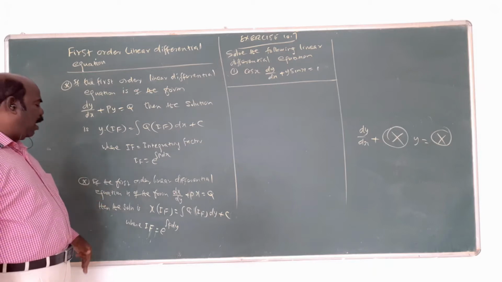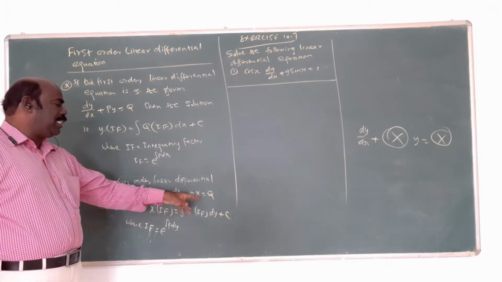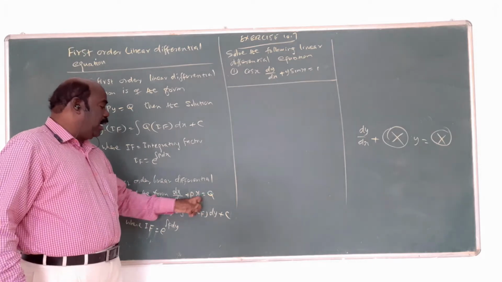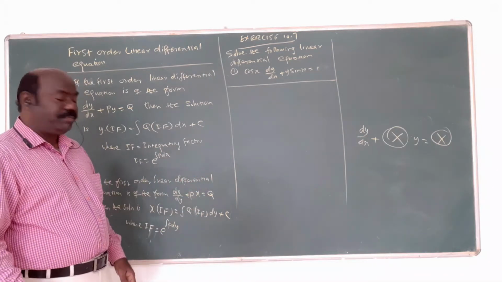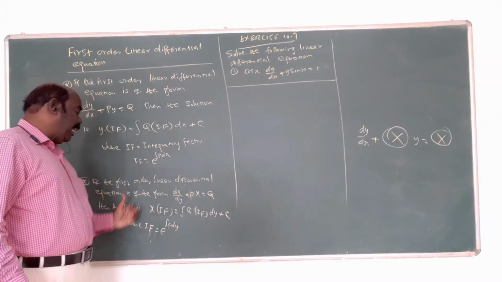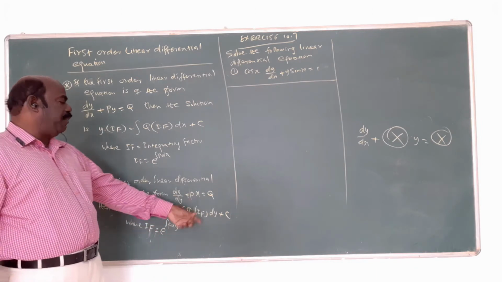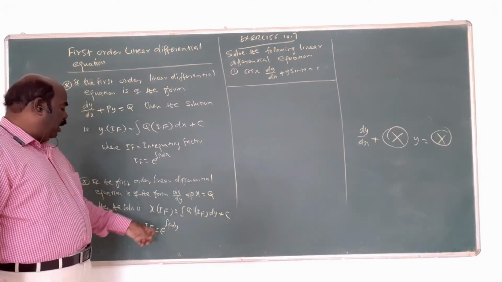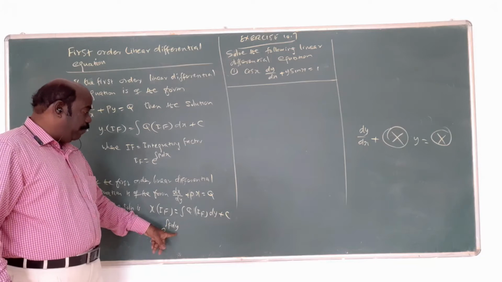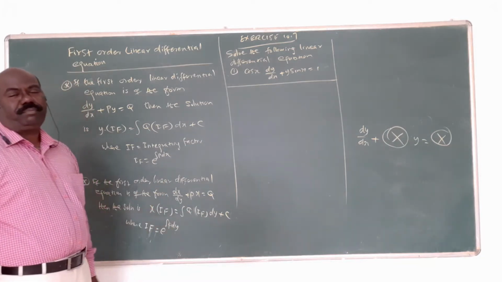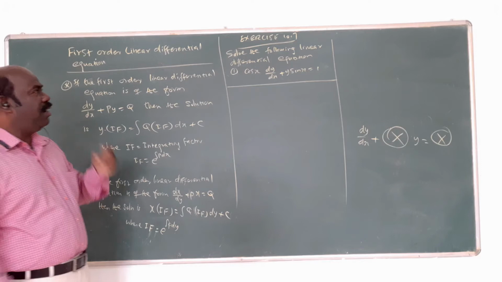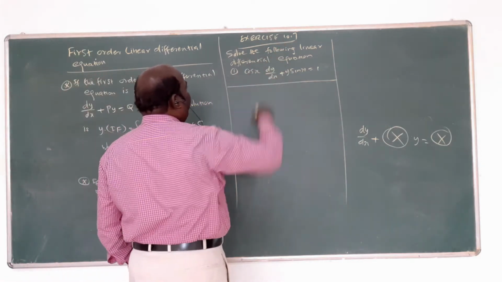Now the question is of the form dx by dy plus P x equal to Q, where P and Q are in terms of y. That's very important. Then the solution is x into IF equal to integral of Q into IF dy plus c, where IF equals e power integral P dy, integral with respect to y. That's right. We have two formulas.